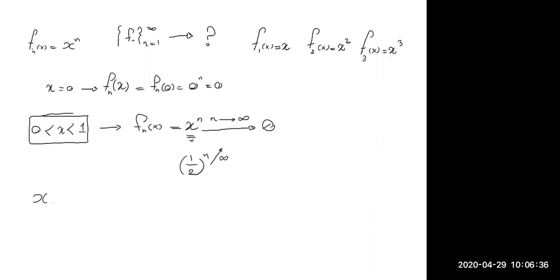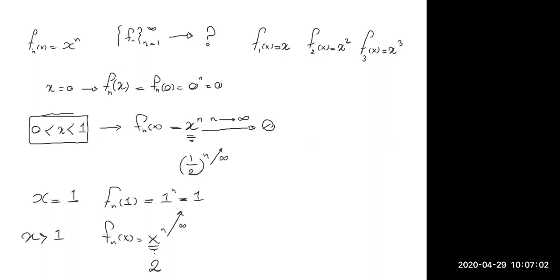If you look at x equal to 1, f_n of x, which is f_n of 1, would be 1 to the n, which equals 1. So it's constant 1. What if x is larger than 1? Then f_n of x would be x to the n. x is a number larger than 1, like 2. When n goes to infinity, this thing, of course, would go to infinity.